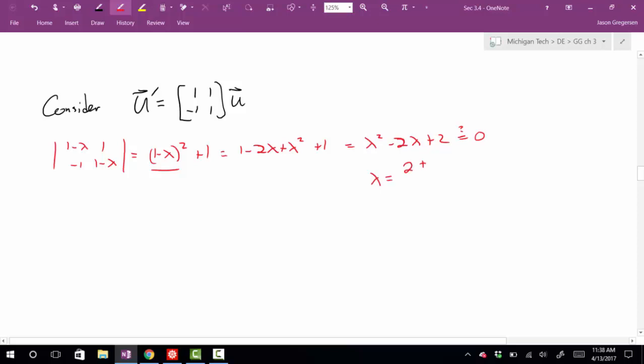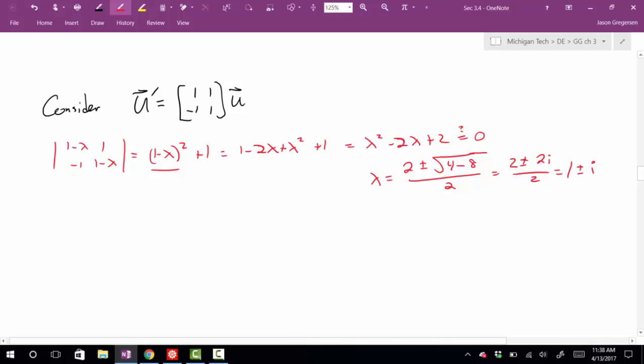I get 2 plus or minus the square root of b squared minus 4 times a times c, divided by 2 times a. 2 plus or minus, this is the square root of -4, so that's 2i. Looks like I have 1 plus or minus i. So I have complex eigenvalues.